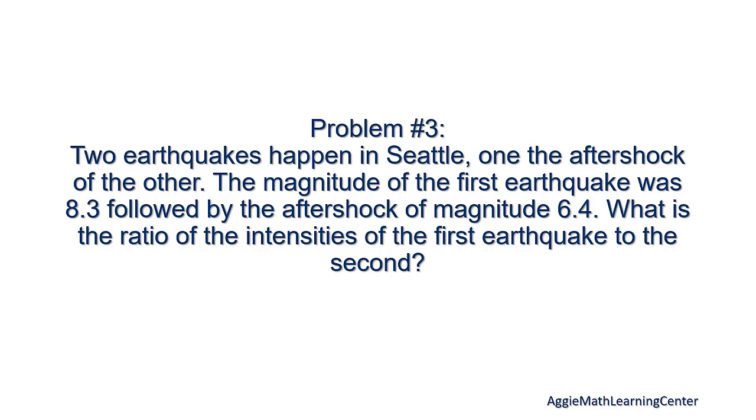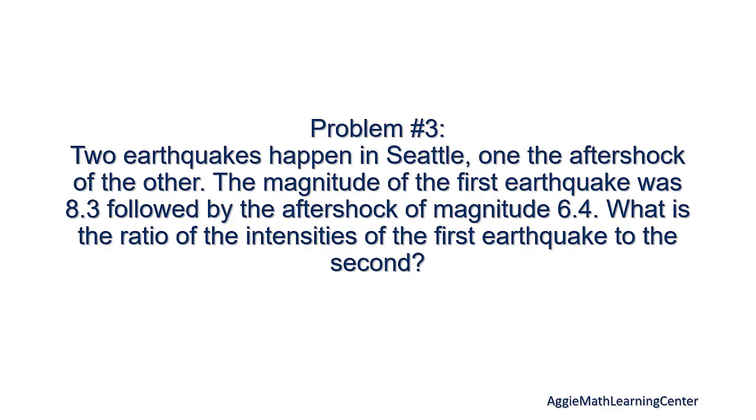The third problem we will work with is a logarithmic model problem. 2 earthquakes happen in Seattle, one the aftershock of the other. The magnitude of the first earthquake was 8.3, followed by the aftershock of magnitude 6.4. What is the ratio of the intensities of the first earthquake to the second? Take a moment to think through this problem on your own.